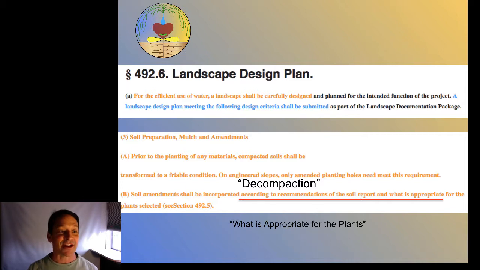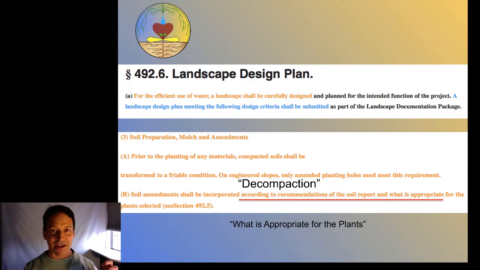All right, now this gets to 492.6, the landscape design plan. So there's a couple of things here, but just to think about the intent. A landscape design plan meeting the following design criteria shall be submitted: soil preparation, mulch and amendments, compacted soils. That's the big one, right? And here's the term they use: transform to a friable condition.